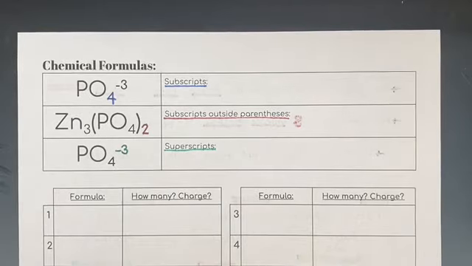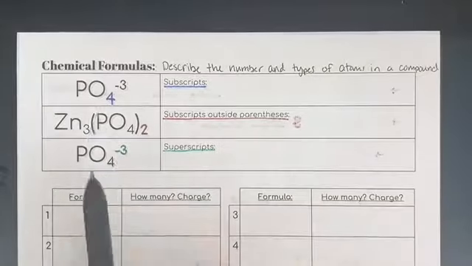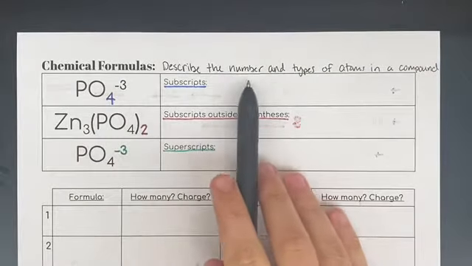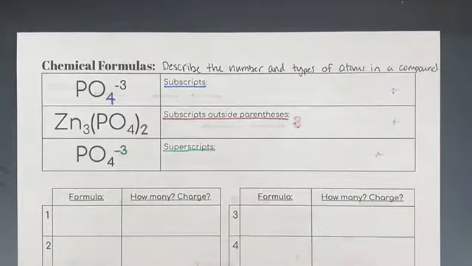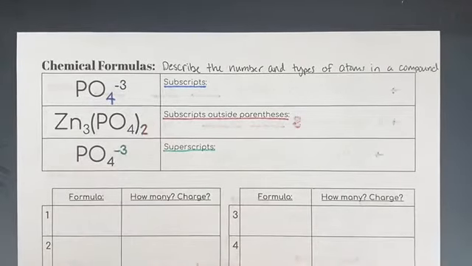Before we really start to learn about bonds, we have to know how to read a chemical formula. The purpose of a chemical formula is to describe the number and types of atoms in a compound. Some of them are really simple, but sometimes they start to look a little complicated. So let's break down the different parts.